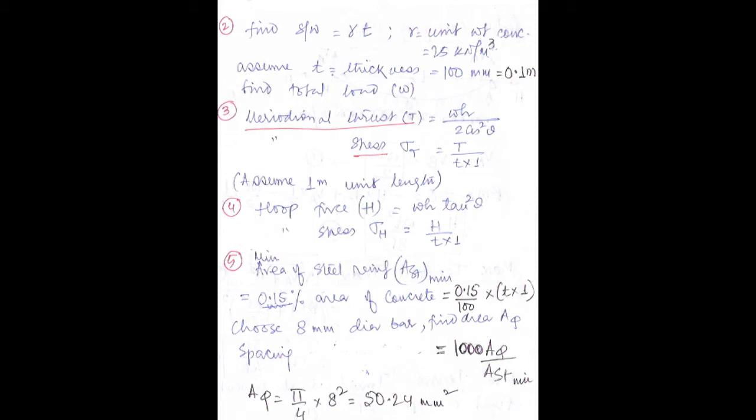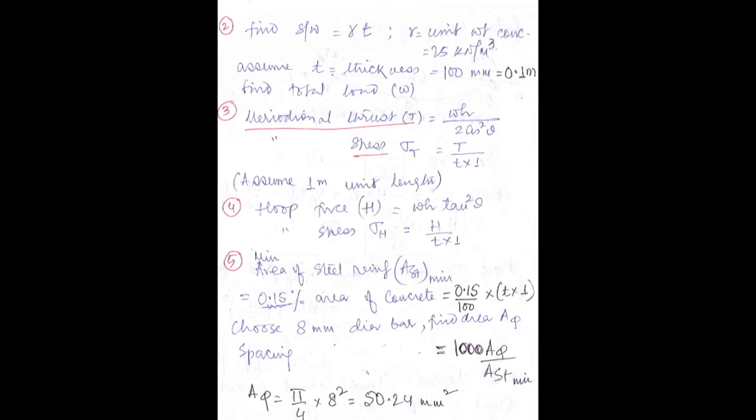Next is step number 5, minimum area of steel reinforcement, AST minimum. It is given in the code as 0.15% into area of concrete. So 0.15% means 0.15 divided by 100. What is the area of the concrete? We have assumed T is equal to 100 millimeter, that is equal to 0.1 meter. So that T multiplied by the length, that is 1 meter we have assumed, 1 meter unit length.